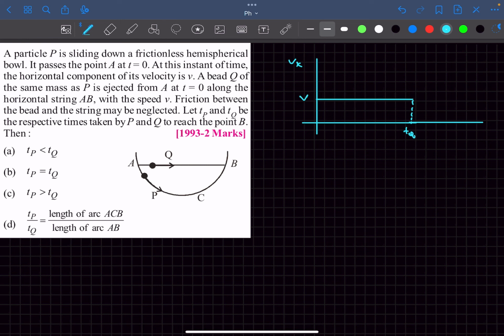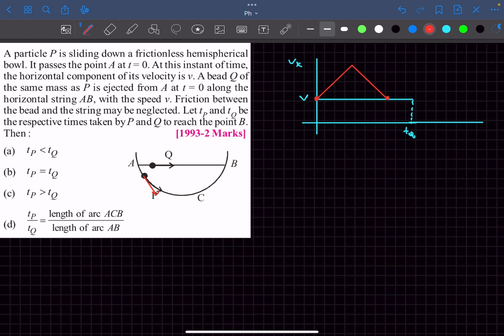But the particle P is kind of different. It starts from this point only, but its horizontal velocity will start to increase, right? Because there is a component of weight that is accelerating it, so its speed will increase until this bottommost point, and then it will start to decrease. So it will be something like this. It will increase up to this point, and then it will start to decrease. And finally, when it reaches B, its velocity will be v.